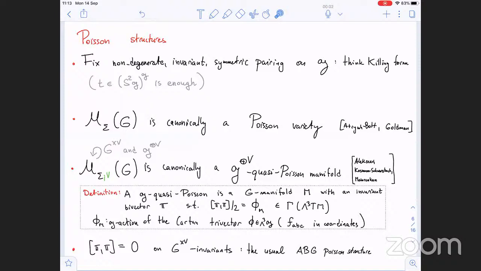Now if you look at the quotient space of this manifold by this group action, the bivector descends onto the quotient, but this right-hand side, if you just act on invariant functions, acts by zero because the functions are invariant. So on the quotient, you get really a Poisson structure, and this is the Atiyah-Bott Poisson structure. This way, this quasi-Poisson setting encompasses the usual Poisson setting.